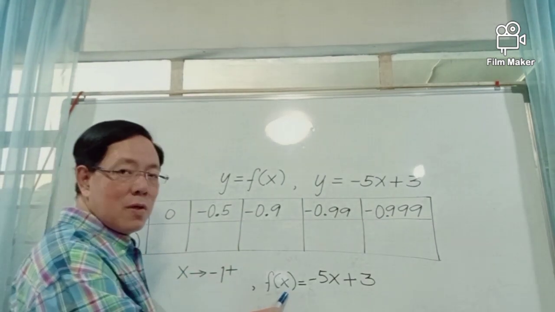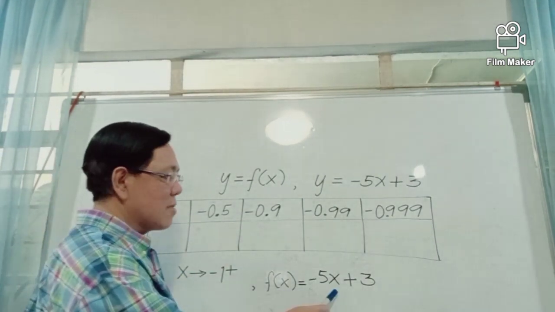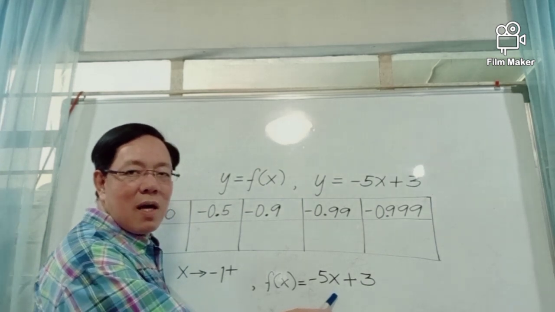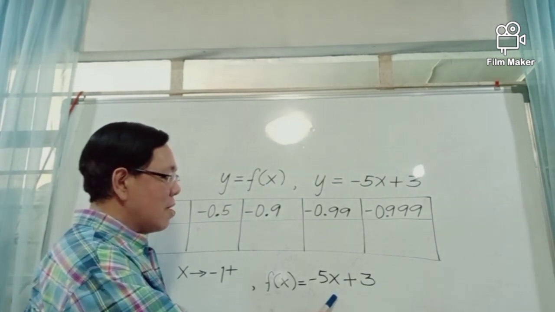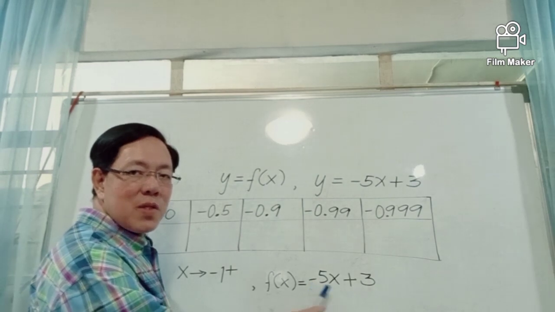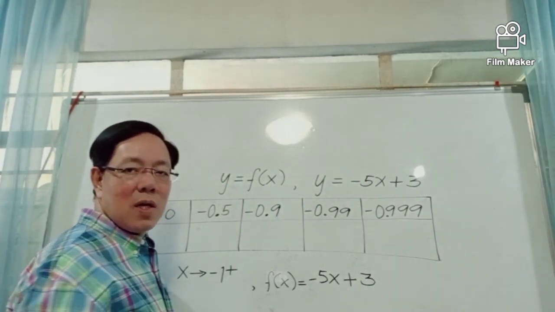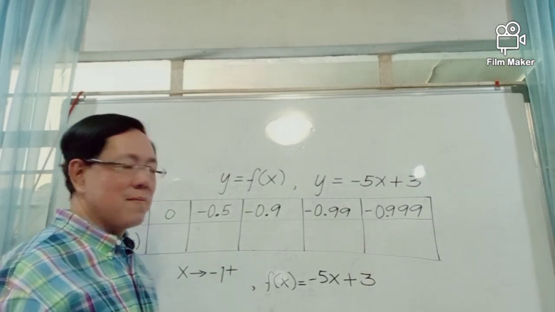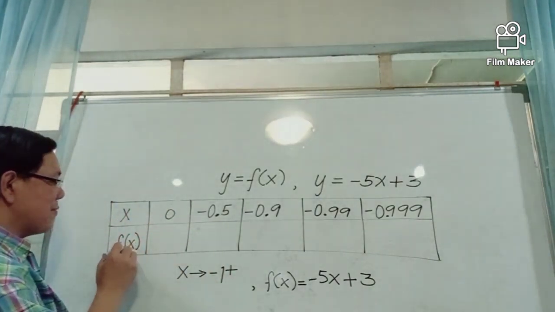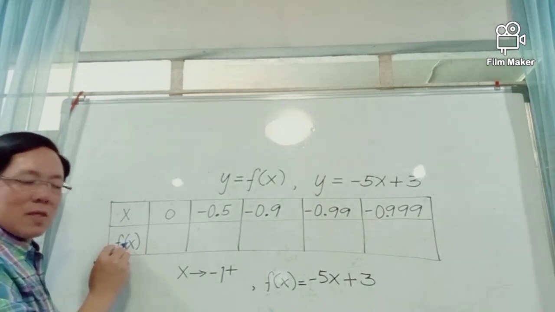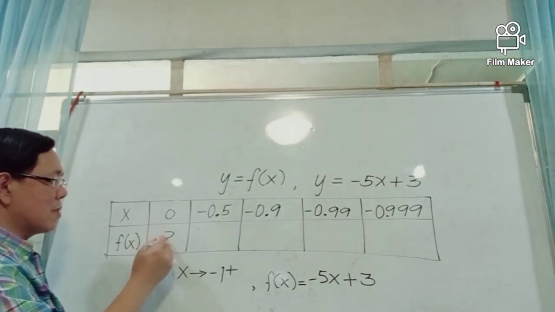If x is 0, substitute 0 for x, or you replace the variable x with 0, and you get negative 5 multiplied by 0 plus 3 equals 3. So the value of the function when x equals 0 is 3.